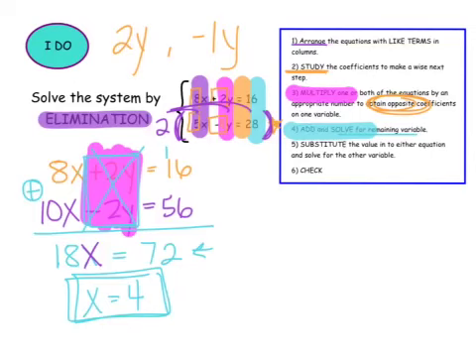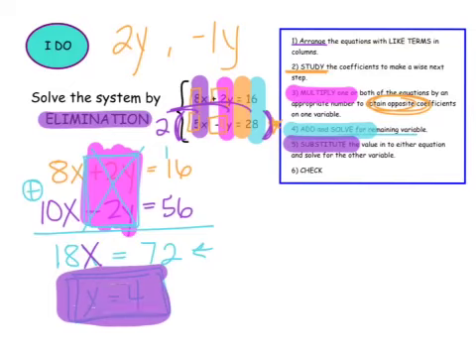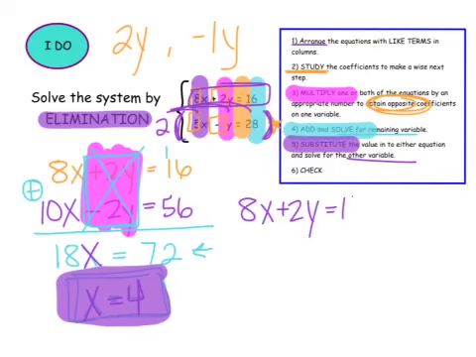Now, moving forward, we need to look at step number 5. Step 5 says to substitute the value for the variable that you solved for, so this x equals 4, we need to substitute that into either of the other equations to solve for the other variable. So I'm going to plug it into this first equation up here. So it was 8x plus 2y equals 16. Now I know x is 4, so I can say it's 8 times 4 plus 2y equals 16.